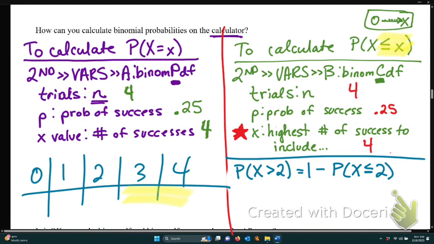Wait, say that again. You go to 1 minus binomial CDF, then you type in all the data. So 4 trials, 0.25 probability, and then you do 2 for the number of successes, because that would be 0, 1, and 2 combined. Okay? All right.